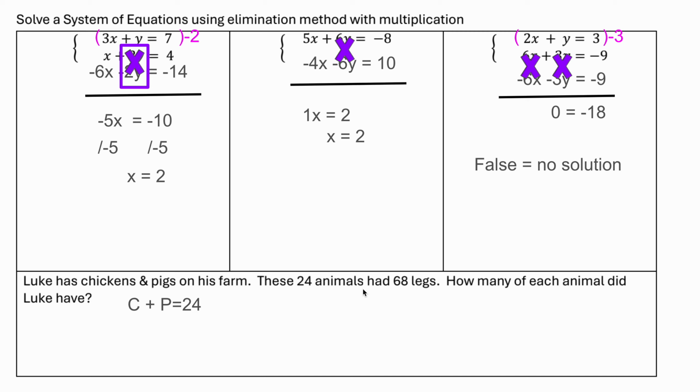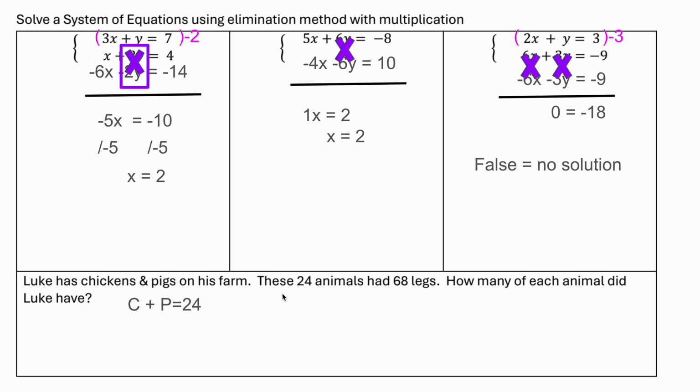Okay, our last problem is our word problem. So it says Luke has chickens and pigs on his farm. These 24 animals, so we know that the chickens plus the pigs equals 24. But in all, the animals have 68 legs. How many of each animal does Luke have? So again, C plus P is 24. That's what I got here. C plus P, chickens plus pigs equals 24.